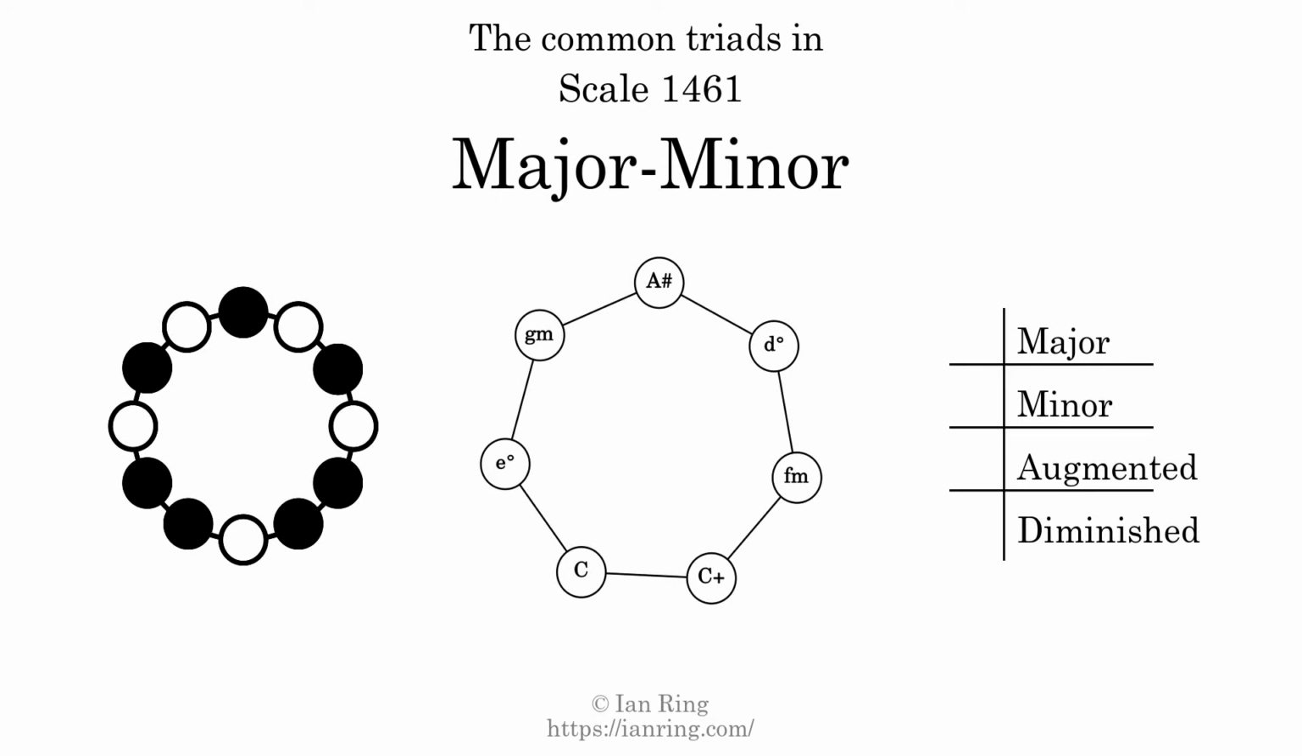Here are the common triads present in this scale. The diagram in the center is a graph of parsimonious voice leading between triads. There are 2 major triads. There are 2 minor triads. There is 1 augmented triad. There are 2 diminished triads. Here is a Hamiltonian path of parsimonious voice leading that uses all the triads.